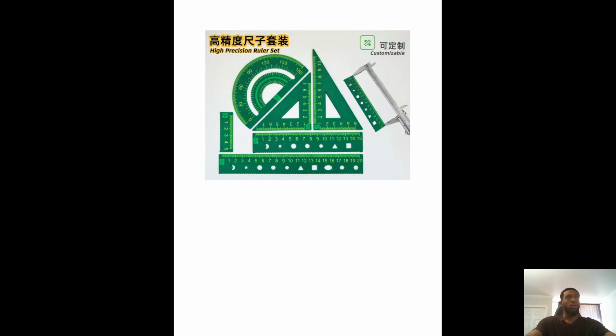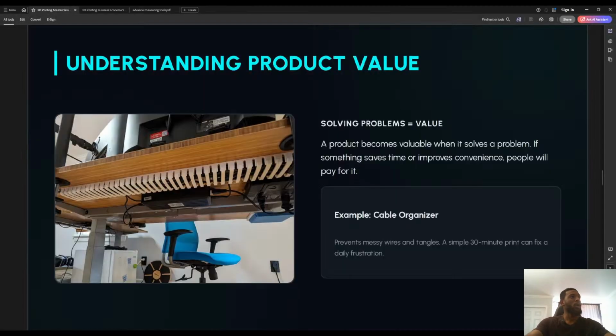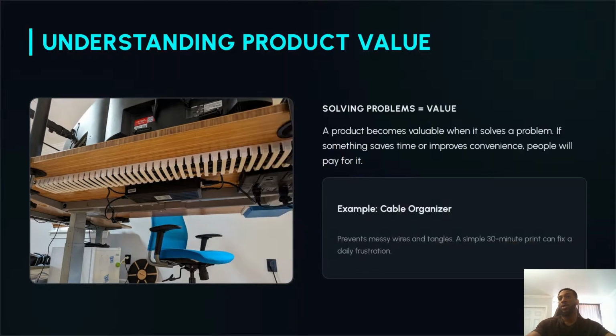So quickly, for our final close, I want you to remember this: the real value of your product is not the plastic. Whenever you're making something, the real value is not in the plastic itself. The real value is in the idea.